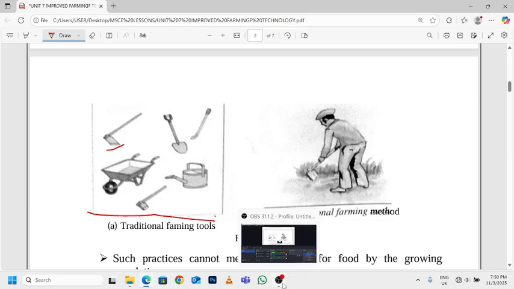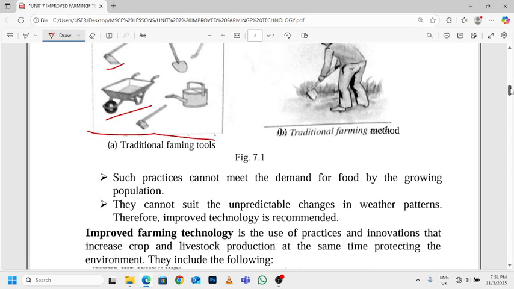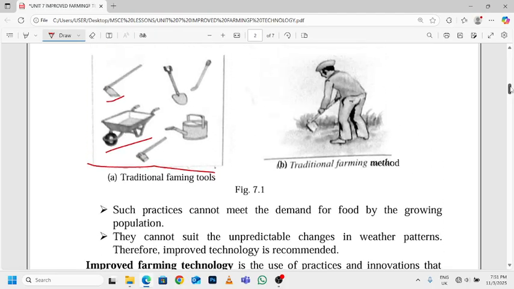Okay? So these are the materials. Wheelbarrow. You find that if the field is 3 hectares, if it is a wheelbarrow, you have to make trips many times. Okay? So those are some of the examples of unimproved technologies.